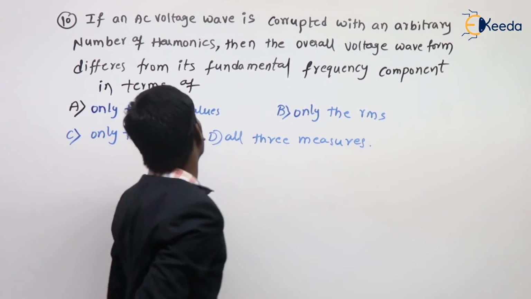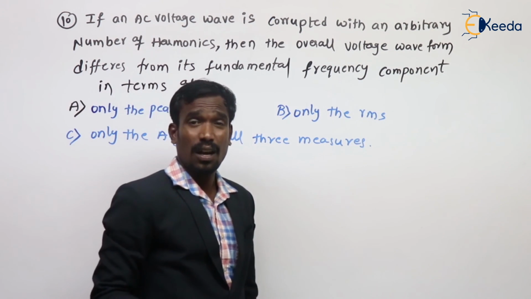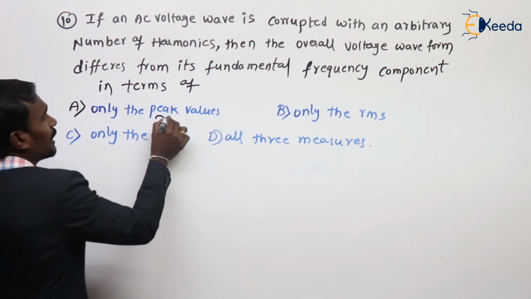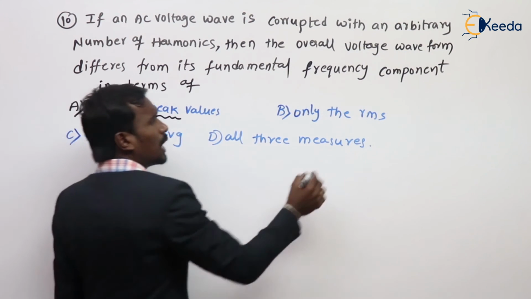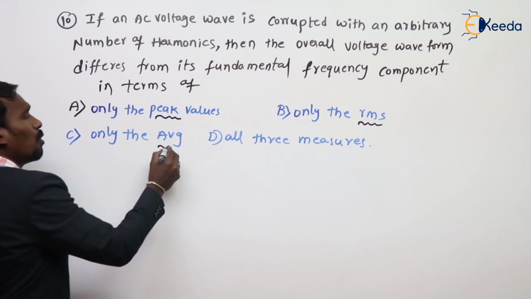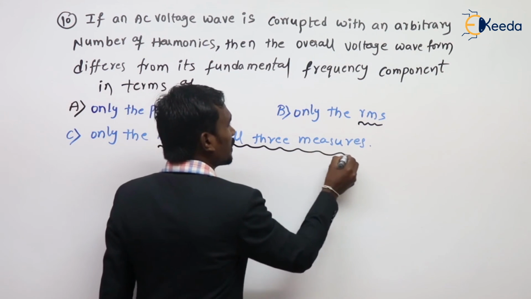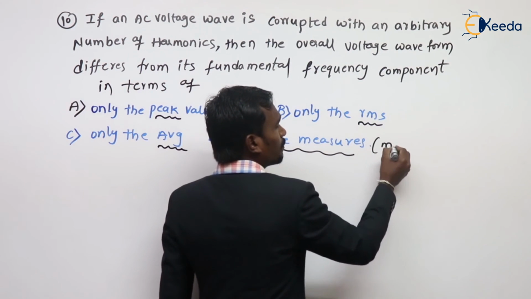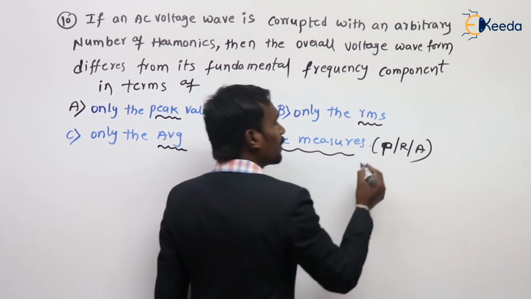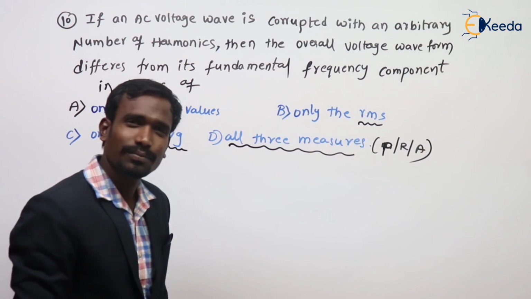Fundamental frequency component, of course it differs, but the difference is in terms of: option A, only in peak values; option B, only in the RMS values; option C, only in the average values; option D, all three measures, nothing but maximum value, RMS value, average value. That is peak value, RMS value, average value. Now tell me which of the following is the correct answer.